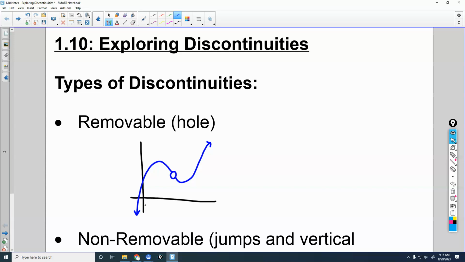So it would only take one single point. Now, for these discontinuities, it could look like a hole like this, or you could have a point defined up here. That's also a possibility. So that point may be there, it may not. Both of those would still be considered a hole in the graph.